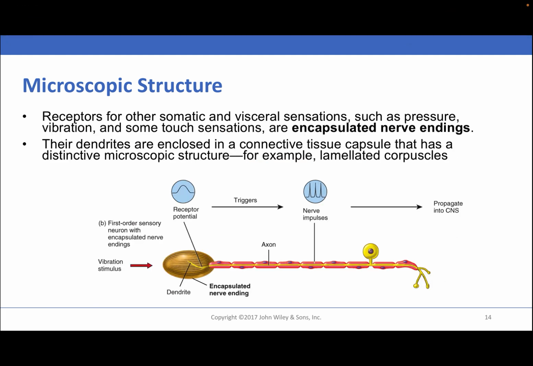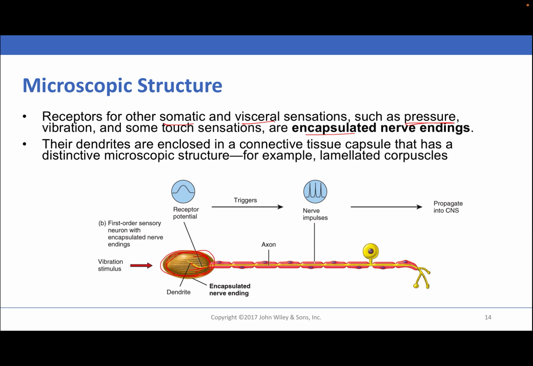All right. We then have the microscopic structure. We then have the encapsulated nerve ending. So we've still got our dendrites up in here, but now we've added this layer of connective tissue wrapped around it. And so we see this with both somatic and visceral sensations, mainly things like pressure, vibration, and some of our other touch sensations. These are all going to make use of these encapsulated nerve endings.